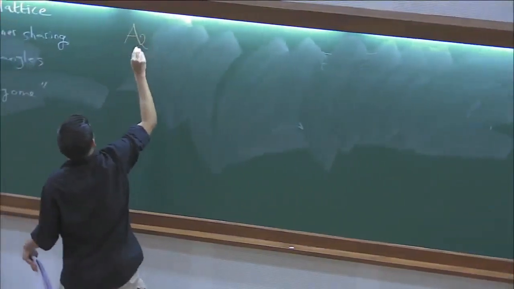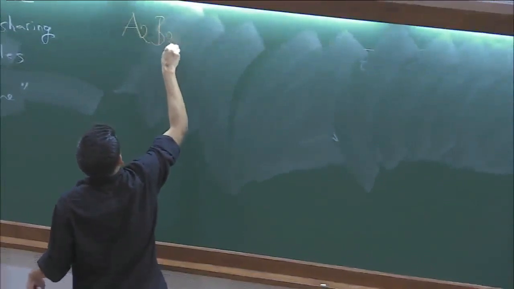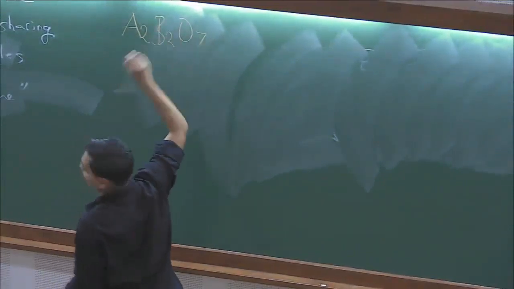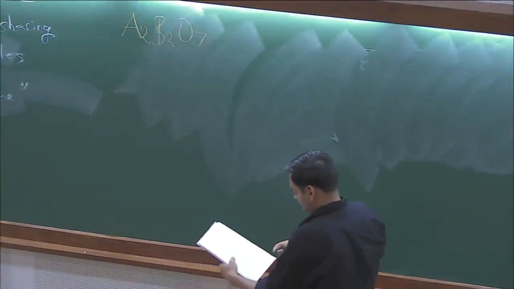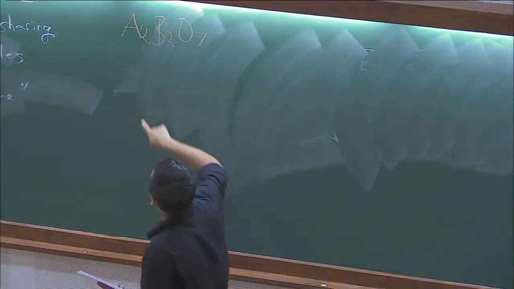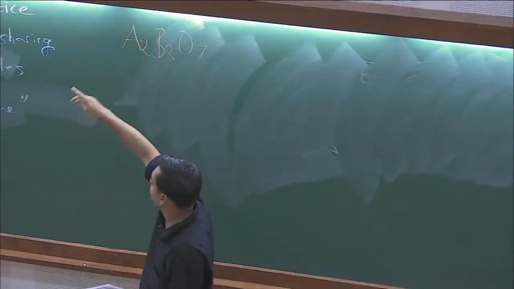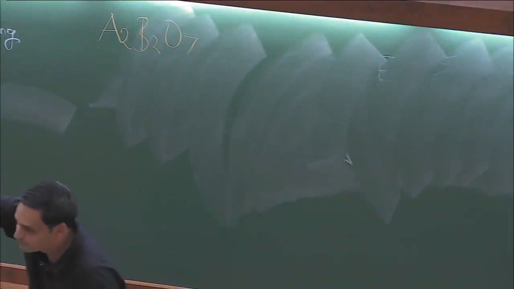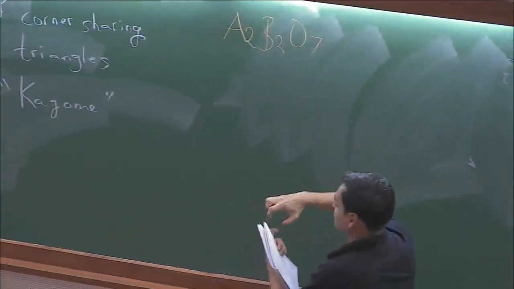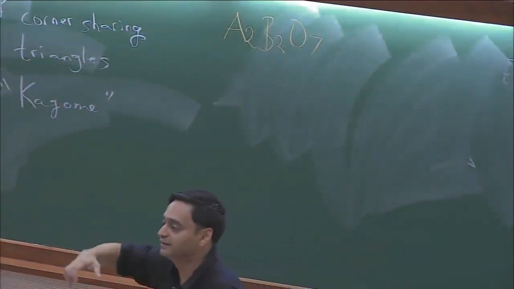So I should mention this pyrochlore lattice is part of this structure. For example, holmium titanate is part of a larger family of materials, oxides, with this formula. And both the A and the B sites of this class of materials form these pyrochlore lattices. They are just shifted from each other and interpenetrating.